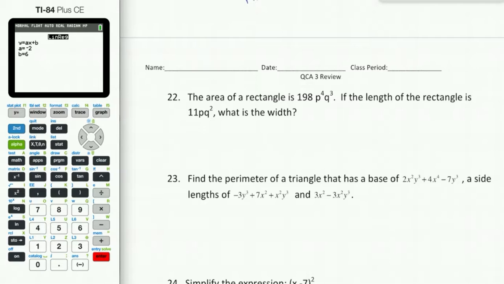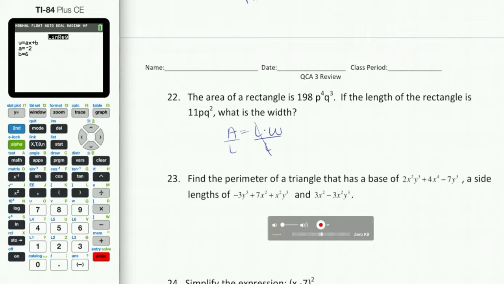Okay, on to number 22. It says the area of a rectangle is 198p to the fourth q to the third. The length of the rectangle is 11pq squared. What is the width? So area equals length times width. If we are given the area and we need to find the width, we need to divide both sides by the length to get the width by itself. So width equals area divided by length.